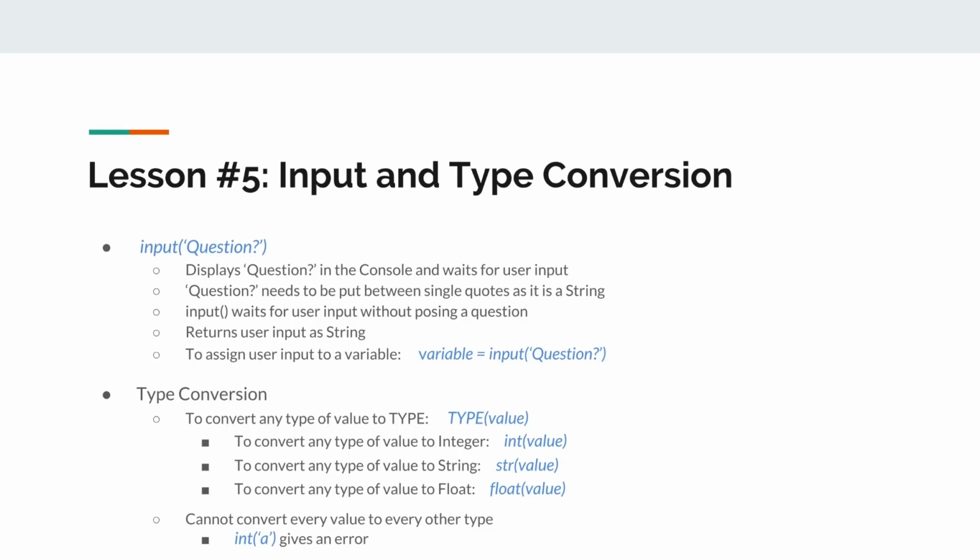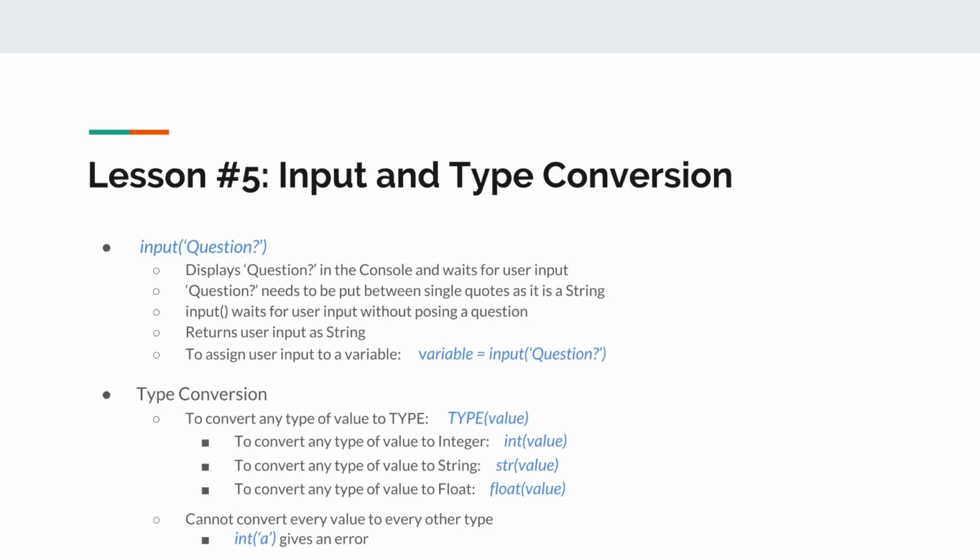To convert any value to a certain type, we write the type as it is denoted in Python, followed by parentheses, and the value to be converted inside the parentheses. For example, to convert any value to an integer, we write int, followed by parentheses, and the value to be converted inside the parentheses. We can do the same with string and floating point as well. Keep in mind, however, that you cannot convert every value to every other type. You will get an error sometimes.